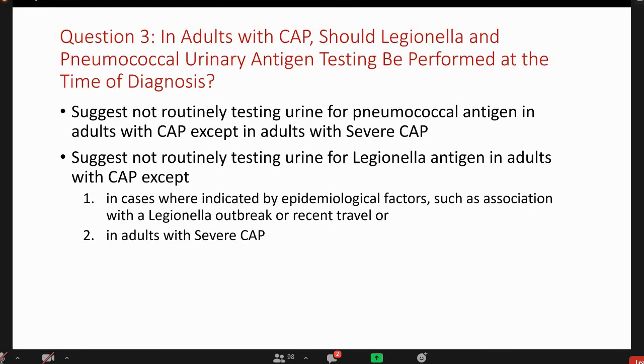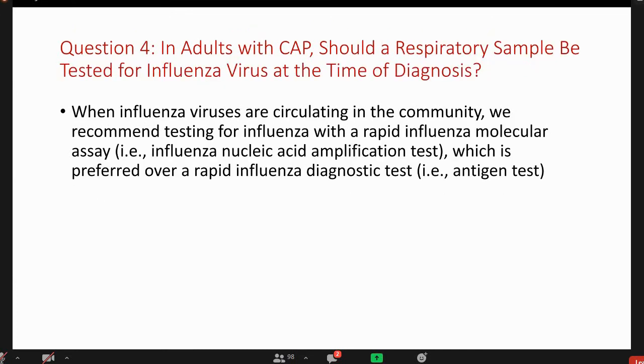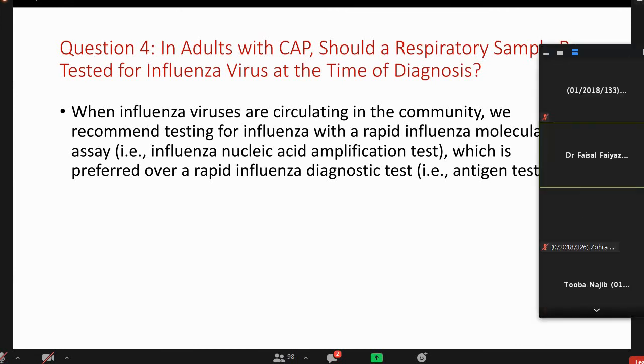Question 3. In adults with CAP, should Legionella and pneumococcal urinary antigens be tested at the time of diagnosis? We suggest not routinely doing these tests in urine for pneumococcal antigen in adults, except again for those adults with severe CAP. Question 4. In adults with CAP, should a respiratory sample be tested for influenza virus or other viruses circulating in the community? We recommend to. If there's an epidemic, we have to do it. Okay. And we're doing it.